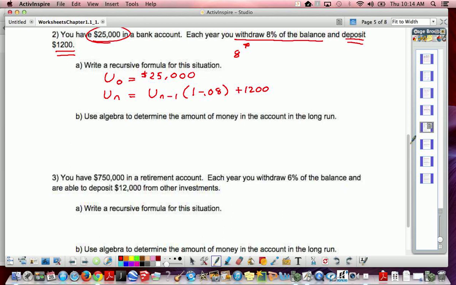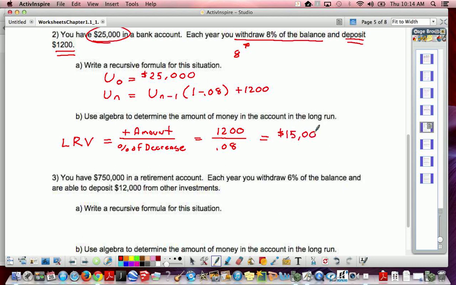Okay? So now, the next question asks, use algebra to determine the amount of money you have in the account in the long run. Now we talked about this today in class. To get the long run value, you take the adding amount and divide it by the percent of decrease. So the adding amount was $1,200, and you're dividing it by 8%. So if we do that on our calculator, this should level out at $15,000.